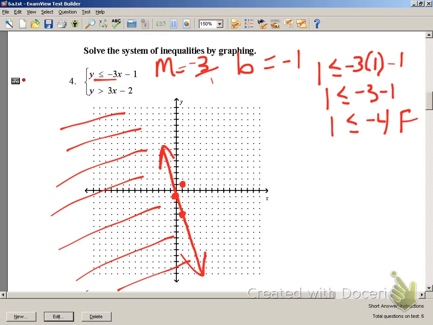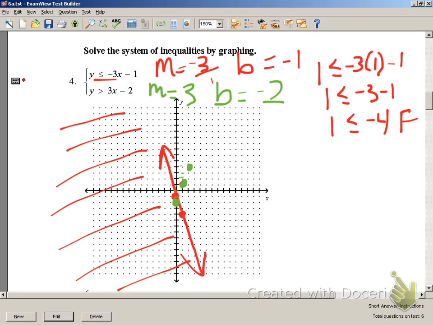All right, my next equation. Let's change color so we can see the differences. The second equation, my slope equals 3. My y-intercept, which is my b, equals negative 2. So at negative 2, I'm going to have a point on my y-intercept. Now my slope is 3. That means I go up 1, 2, 3 units, and I'm going to run. Up 1, 2, 3, and run. And so then I will plot that line.